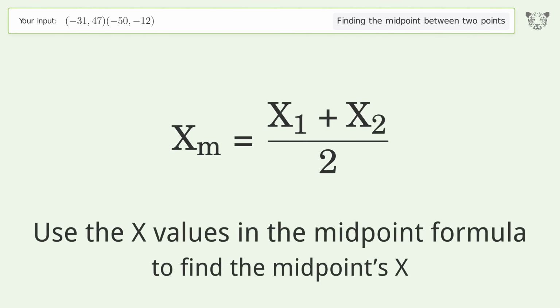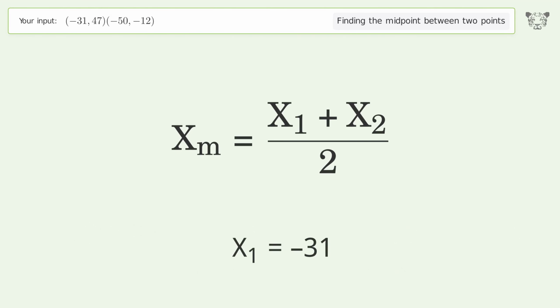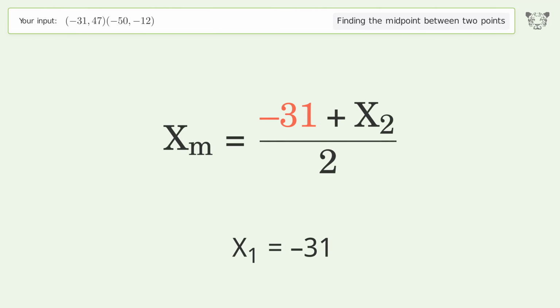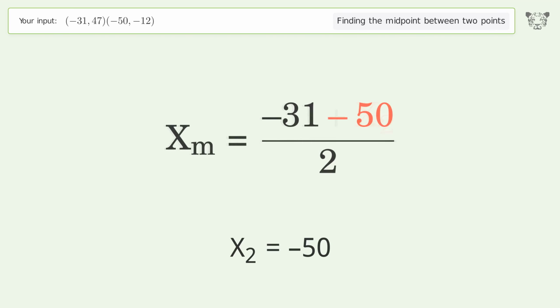Use the x values in the midpoint formula to find the midpoint's x. x1 equals negative 31. x2 equals negative 50. Simplify the arithmetic.